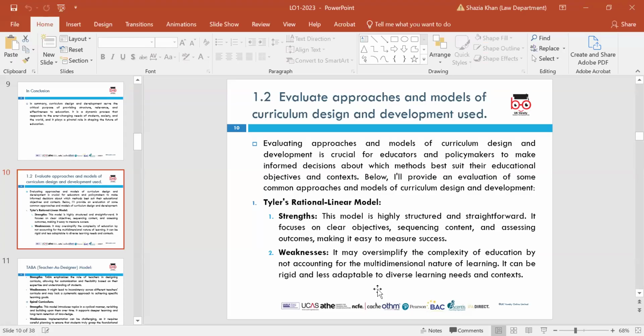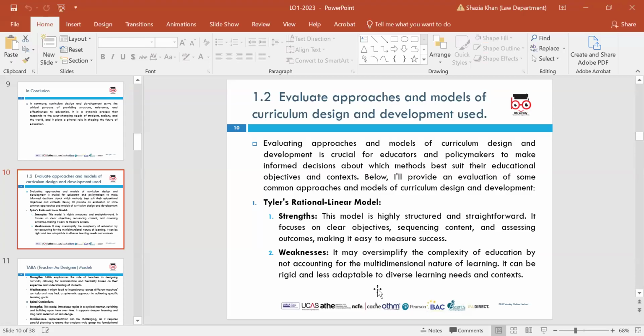Firstly, what educational purposes should the school seek to attain? Secondly, what educational experiences are likely to attain these objectives? Thirdly, how can these educational experiences be organised? And fourthly, how can we determine whether these purposes are being attained? Aside from these 4 questions, Tyler also identified 3 curriculum sources: society, students, and subject matter. Accordingly, curriculum workers need to study these sources carefully in order to develop a curriculum.